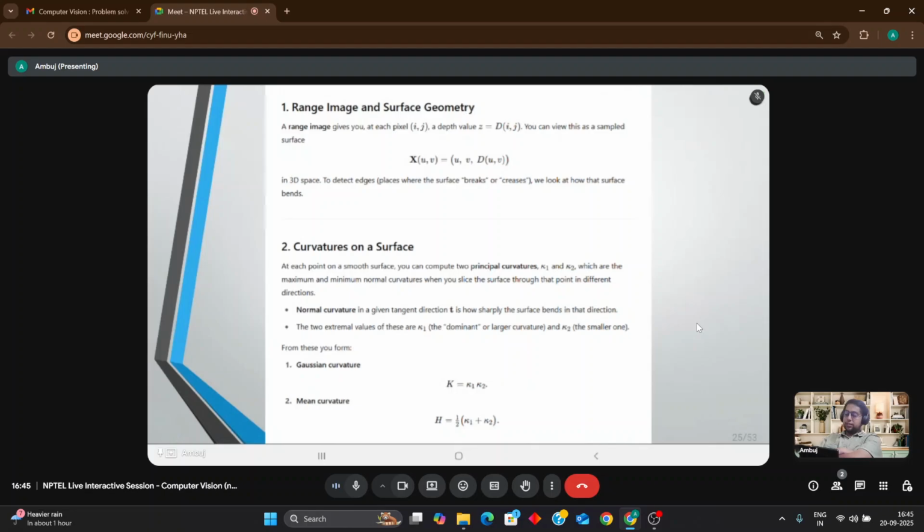Consider the curvatures of the surface at each point on a smooth surface. The principal curvatures are K1 and K2, which are the maximum and minimum normal curvatures when you slice through that point in different directions. Normal curvature in a given direction T is how sharply the surface bends in that direction. The two extreme values are K1, the larger curvature, and K2, the smaller one. Gaussian curvature is K, the product K1 K2. Mean curvature is H, which is half of K1 plus K2.